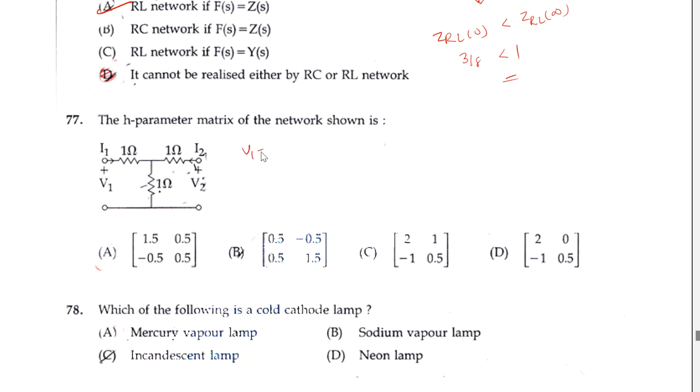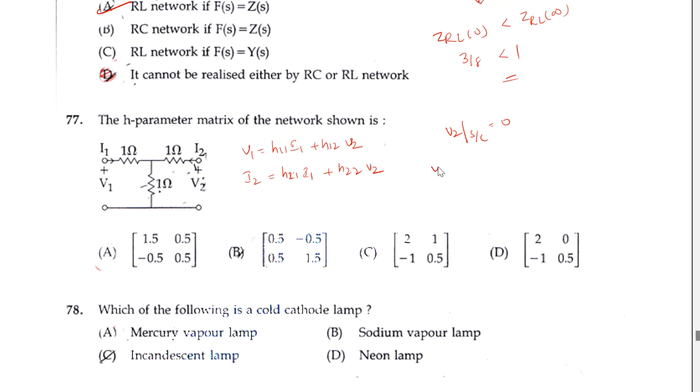V1 is equal to H11 into I1 plus H12 into V2, and similarly I2 is equal to H21 into I1 plus H22 into V2. So this is the network. Now, first we will take the V2 value. So V2 is short circuited. That means V2 is going to be 0.